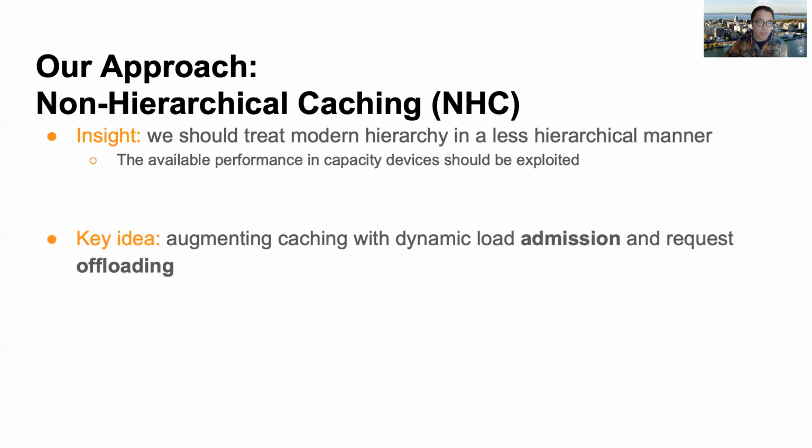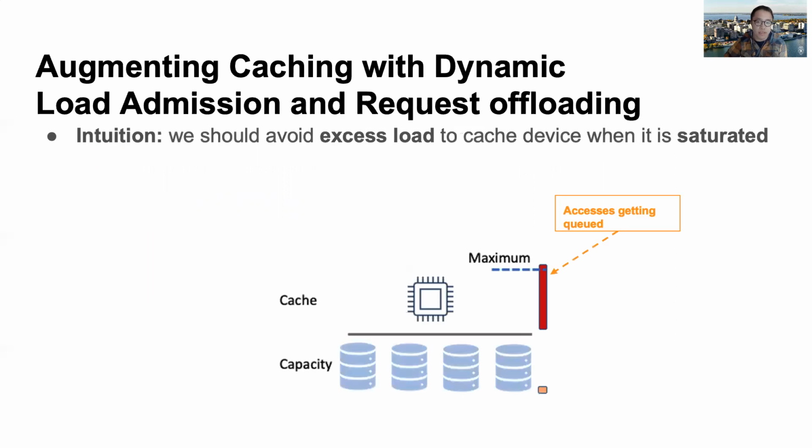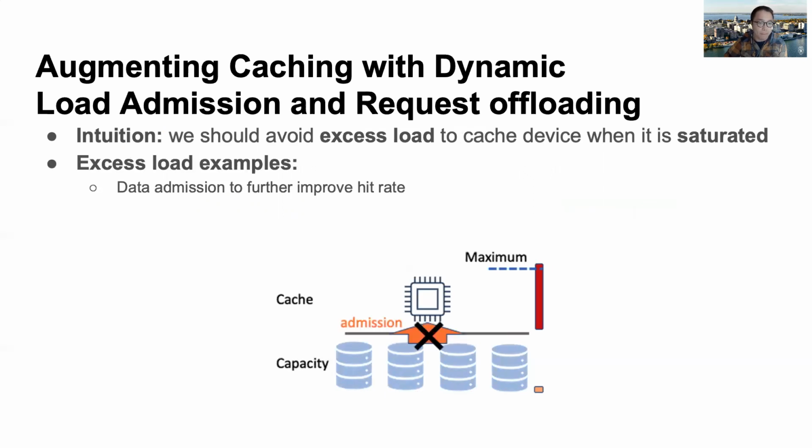In NHC, we propose a key idea to augment caching with dynamic load admission and request offloading. Our intuition is that we should avoid excess load to the cache device when the device is saturated. These excess loads include, first, admitting data into the cache device to further improve hit rate. When the cache device is already saturated, improving hit rate no longer helps, while the migration traffic can actually hurt the overall performance. Hence, we should avoid such admission traffic when the device is saturated.